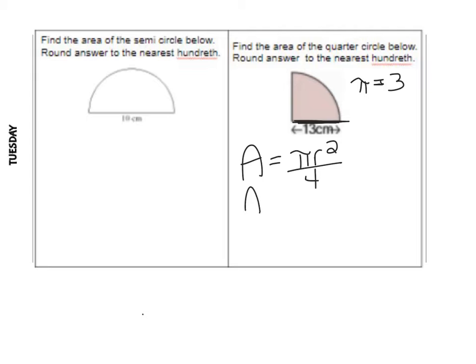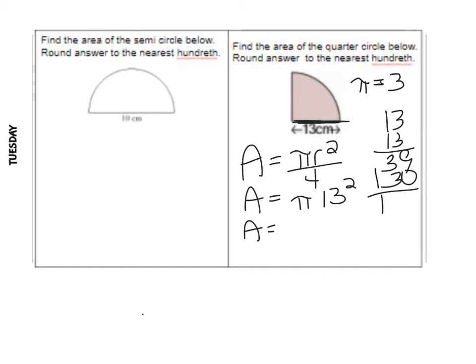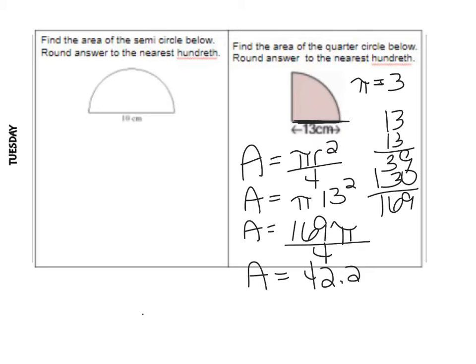So what we're going to do, we're only going to use 3 for pi just to make it a little bit easier. Radius is 13 squared. So we're going to do 13 times 13. That's 9, 3, and 1. So that's 169 pi. Now we're going to divide that by 4. So A equals 42.25 pi. And we're going to leave it in terms of pi.